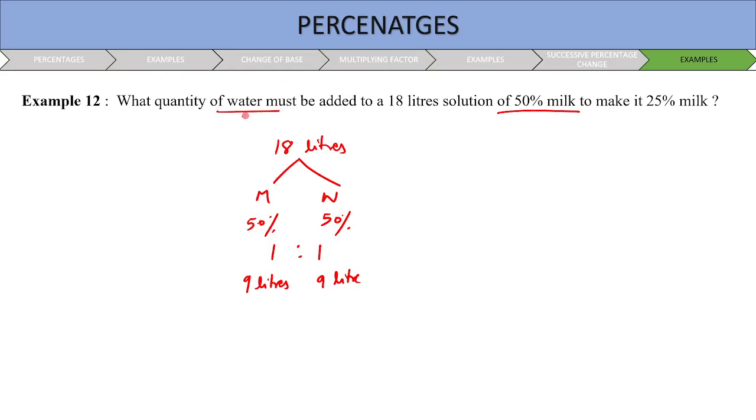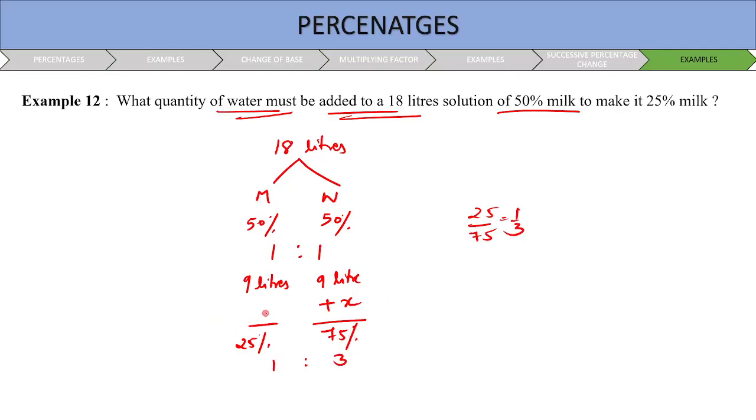And the question is asking what quantity of water must be added. So you will add some quantity of water so that the solution becomes 25% milk and 75% water. Initially it was 9 liters, 50 percent. You are going to add some liters of water to make it 25% milk and 75% water. Before solving this, we will convert this into ratio form. 25 by 75 is 1 by 3. So this is 1 is to 3.